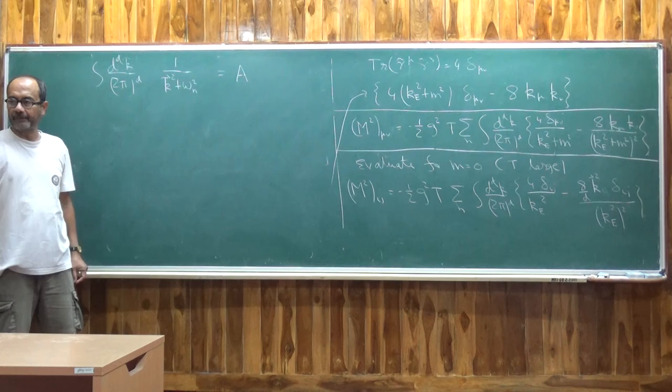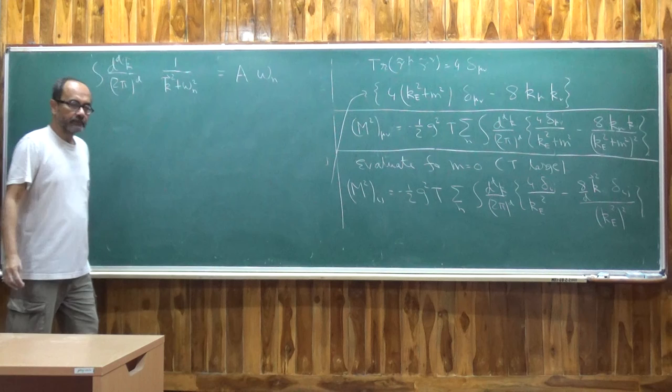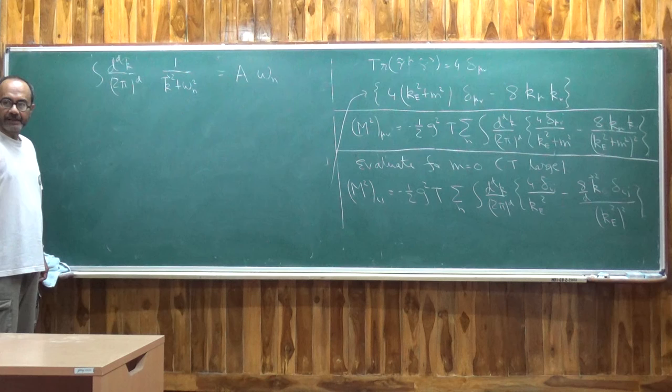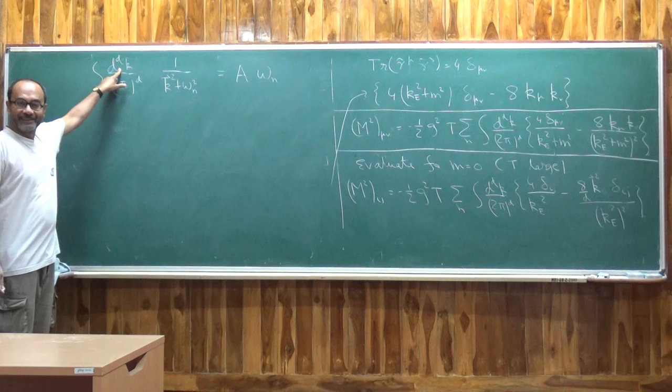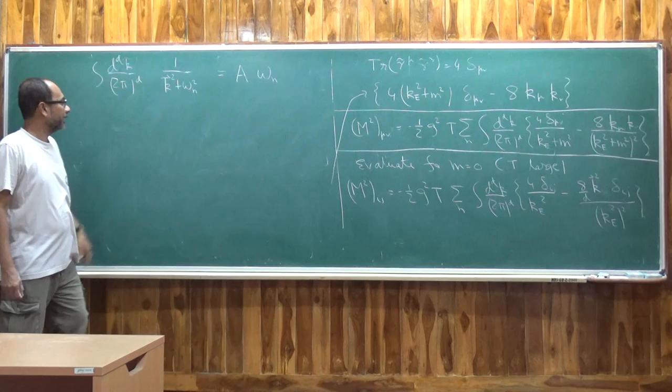Omega n to which power? Just from scaling of k, you can fix that power. Omega n square? Why do you want omega n square? Omega n is the momentum scale. I'm thinking about four dimensions. No, d^d k, so d minus 2. Omega n to the power d minus 2. Yes, omega n to the power d minus 2. Is that clear?